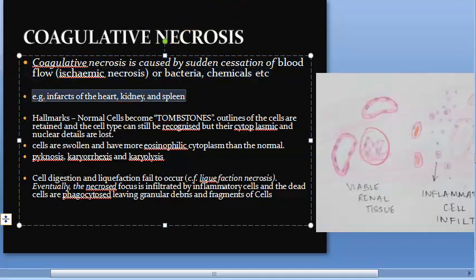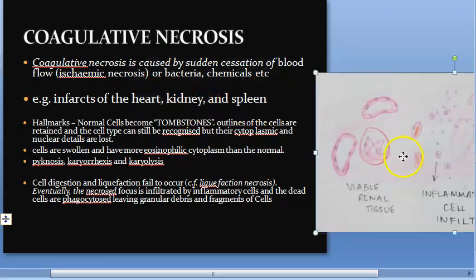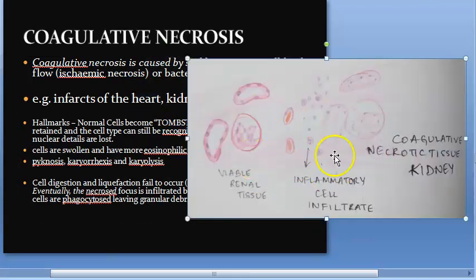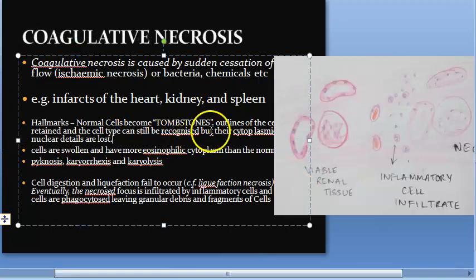The main thing you have to remember is the location. The locations are heart, kidney, spleen. Remember heart. If there is myocardial infarction, the person will have coagulative necrosis. Heart, kidney, spleen. The diagram drawn here is actually of the kidney. The hallmark of coagulative necrosis is very important here, this is what they will be looking for.